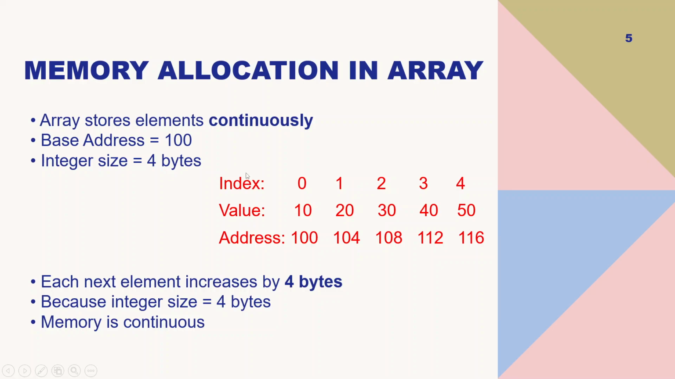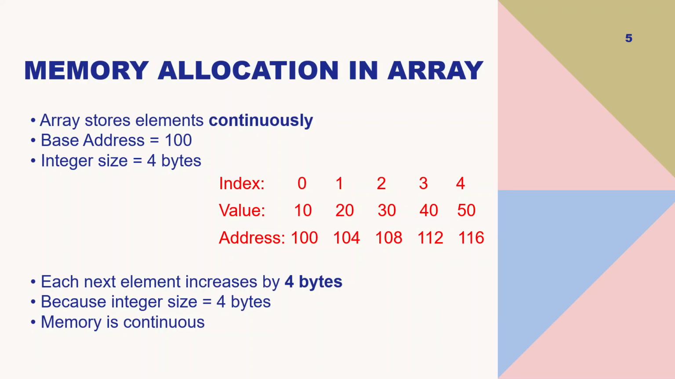Now see how memory is allocated to an array continuously. Assume that the base address of an array is 100. First, let us imagine this picture. What does this picture mean? 0, 1, 2, 3, 4 are the index positions and the corresponding values stored at those index positions are 10, 20, 30, 40, 50. Now we calculate how addresses will be stored continuously.